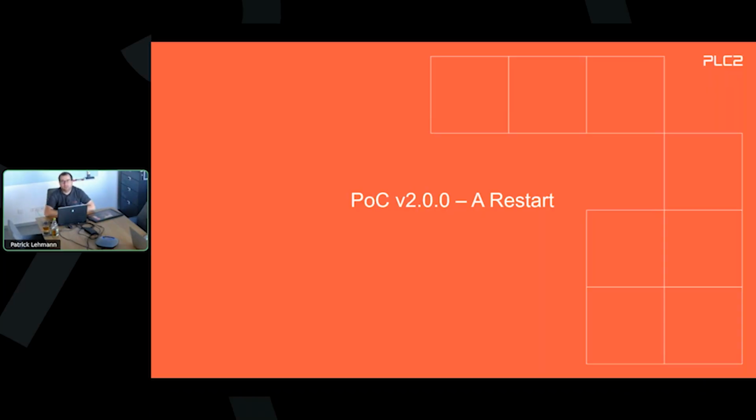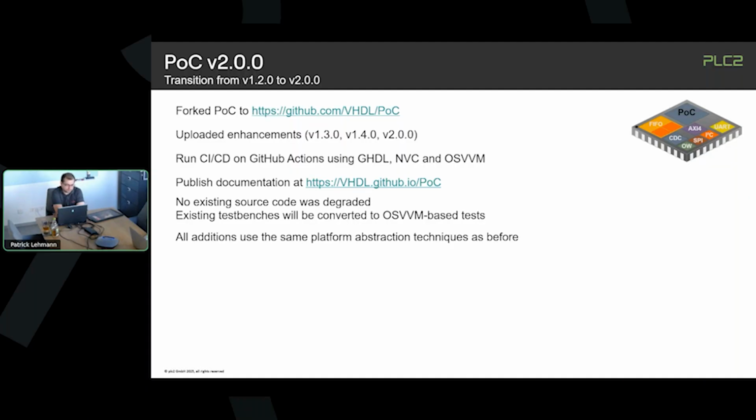Okay, then let's go to PoC version 2, which is somehow a restart of the PoC library. There have been certain years where there was almost no activity with the PoC library. As I said, it was just internally at PLC2. Of course, it was not visible to the outside world, and this is what we want to change and give you now more insights, what's going on, what we modified, and what we will do next with the library and how PLC2 is contributing to this library.